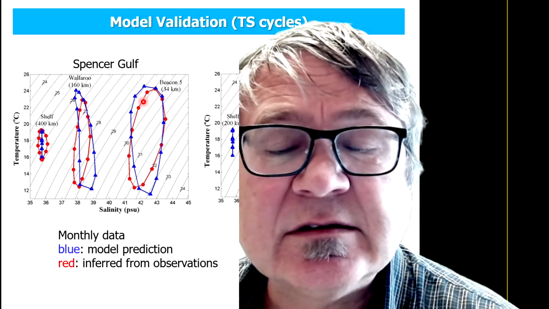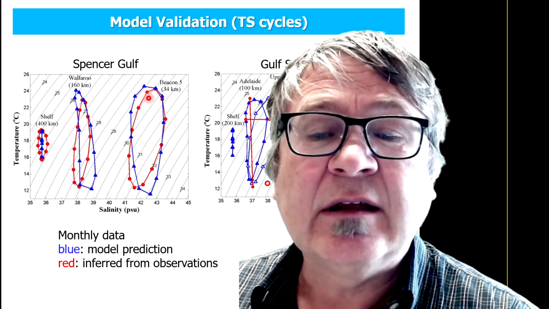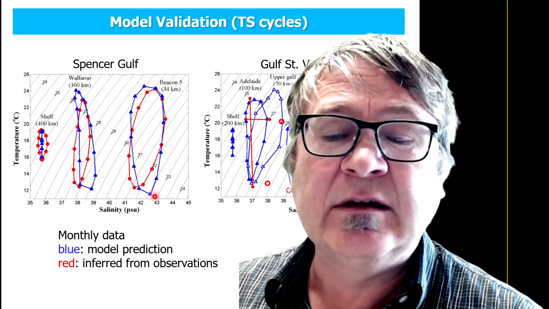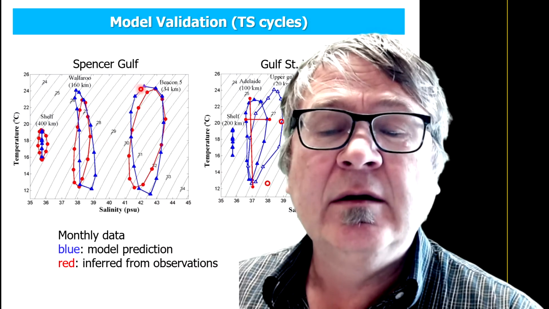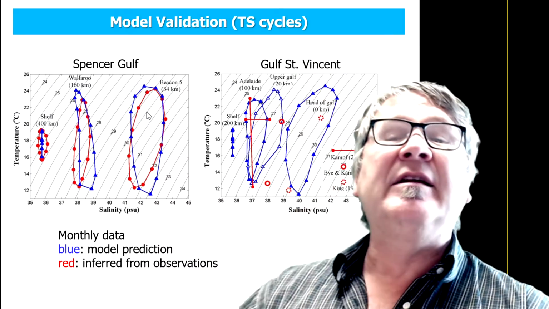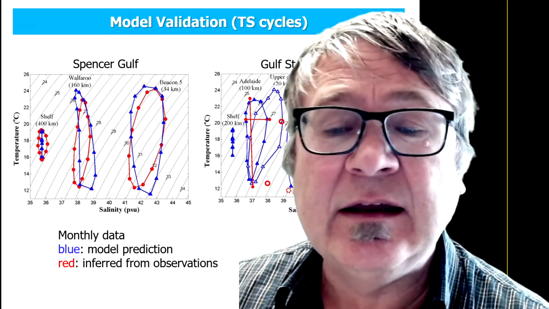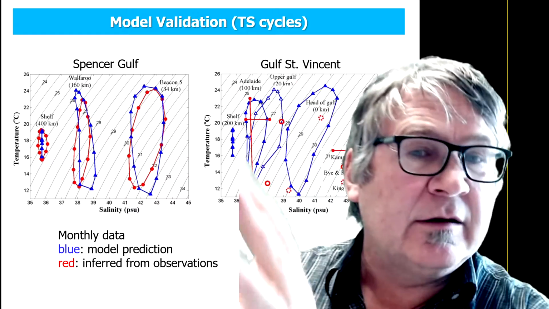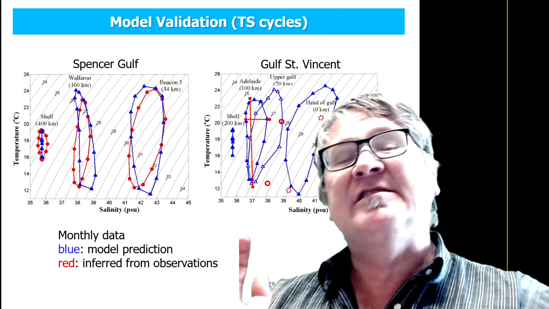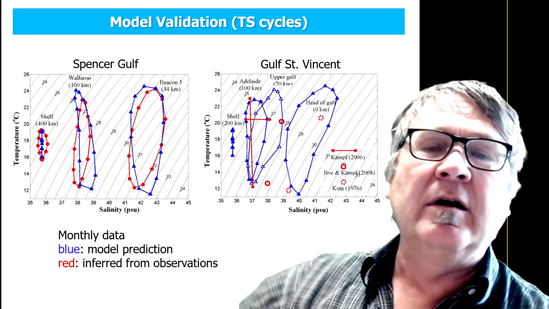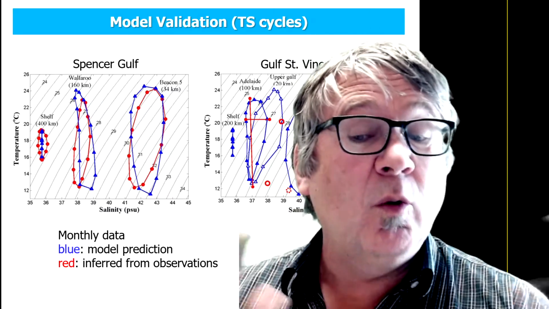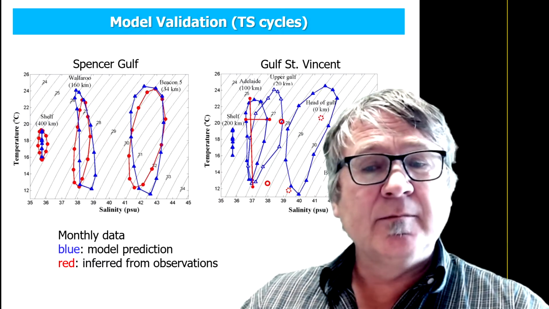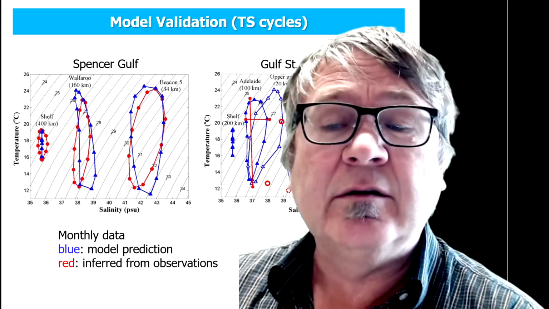And you can see the cycles. You can see that the salinity increases and then the water gets colder. Salinity decreases and it gets warmer. So you see the seasonal range of temperature and salinity in the Upper Spencer Gulf. And the first thing that you notice is that the water is hypersaline throughout the year. Okay, it's always around 41 to 43. It always stays hypersaline.